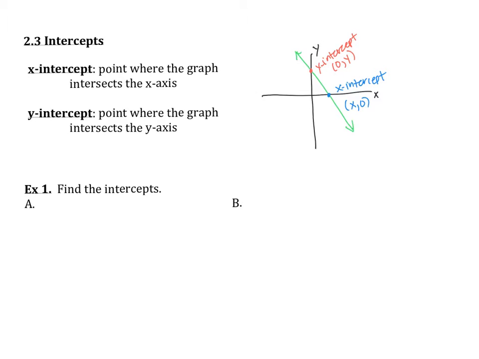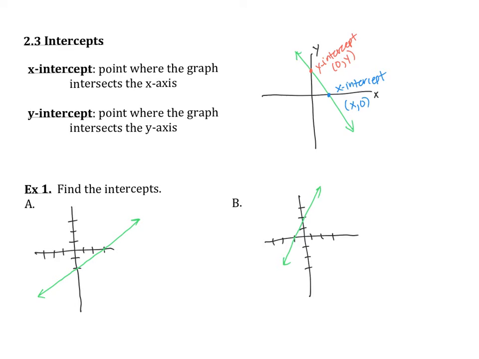Okay, for example 1, we're going to find the intercepts on some sketches of graphs I'm going to draw right now. Okay, those are my graphs. These are just sketches because I know we don't all have graph paper right now. Okay, so on this first graph here, this is my line.